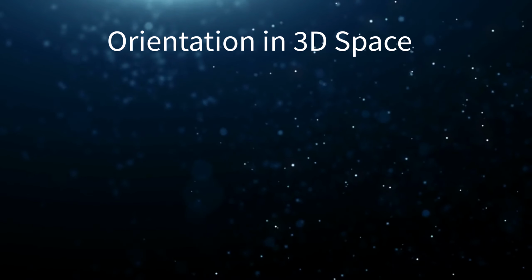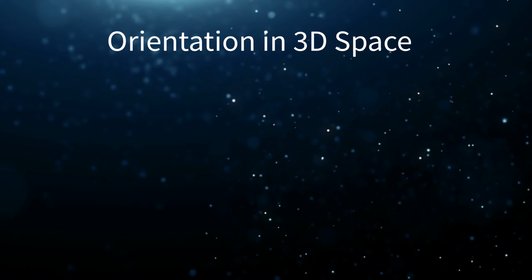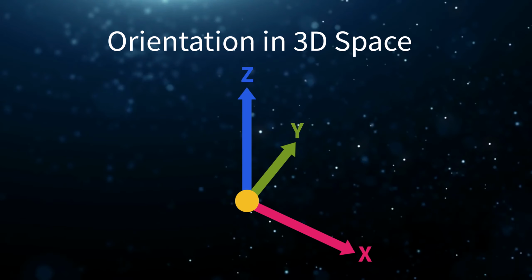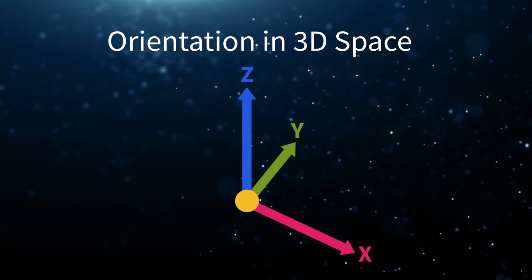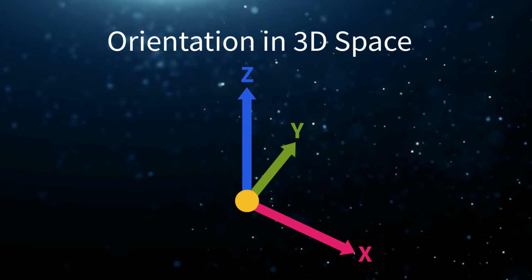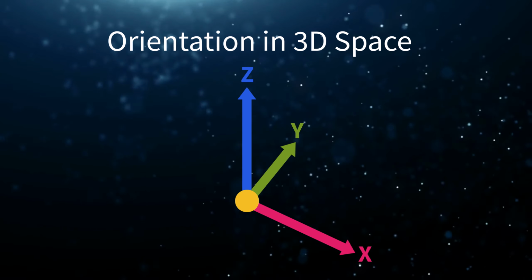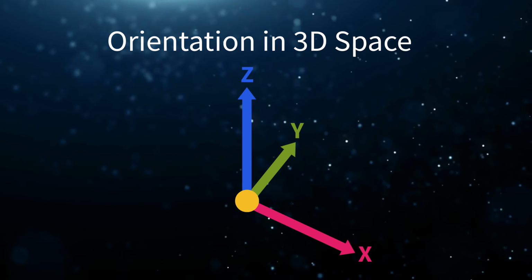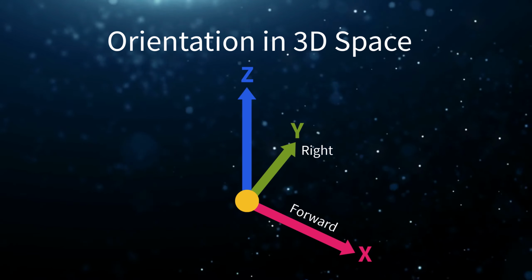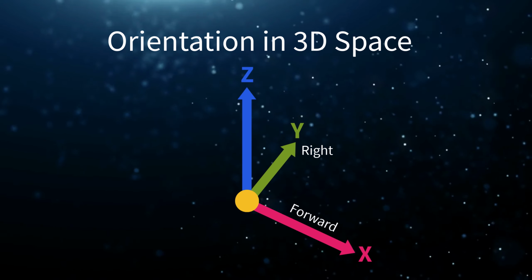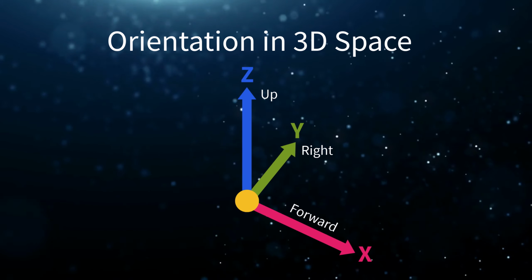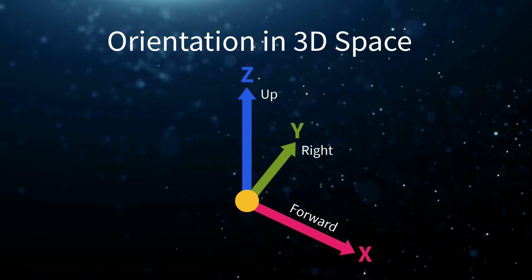Now let's take a moment to learn about orientation in 3D space. As you probably know, in Unreal Engine we have 3 different axes to show orientation: the X, the Y, and the Z. But most importantly, Unreal Engine's convention is that the X direction is the forward direction, the Y direction is the right direction, and the Z direction is the up direction. This is important to understand if you need to calculate a direction in 3D space.